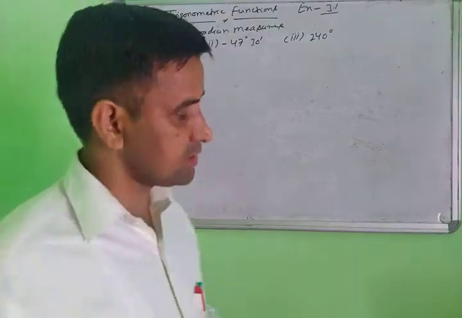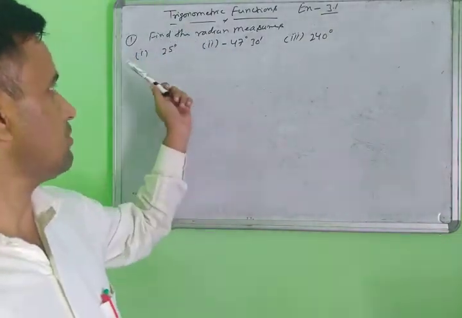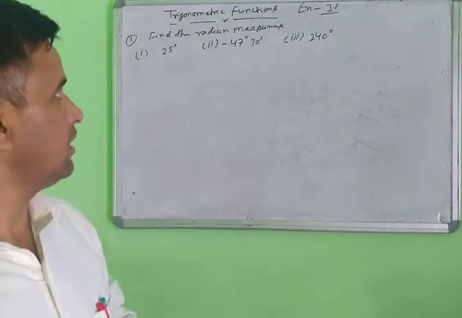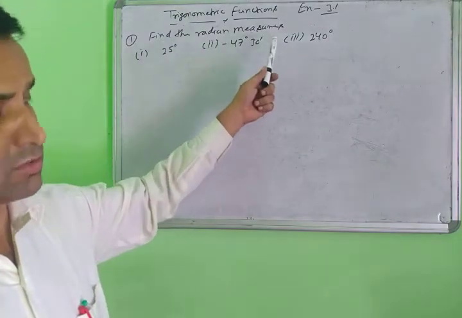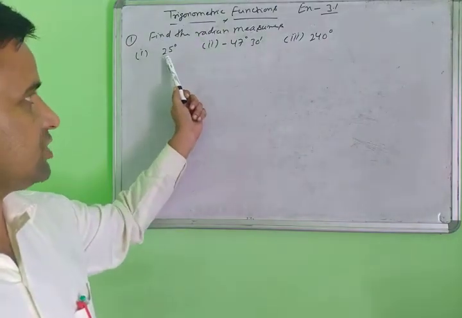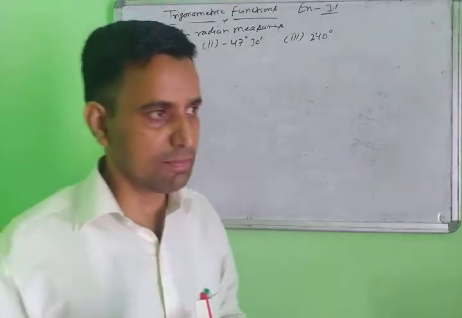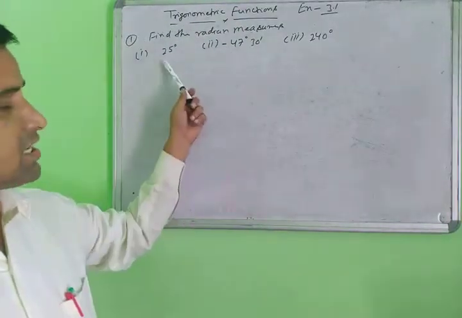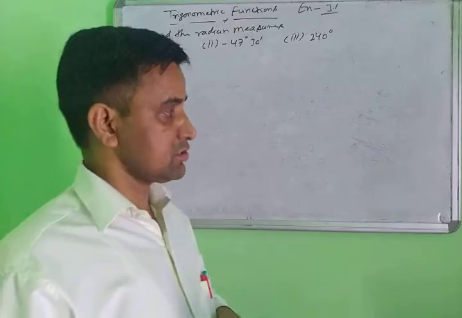Yes, students. Next, I am taking question number one from exercise 3 point here. Find the radian measures of the following. This is the first part, second part, and third part. I am taking three parts here. Convert this degree into radian. Yes, now look here.